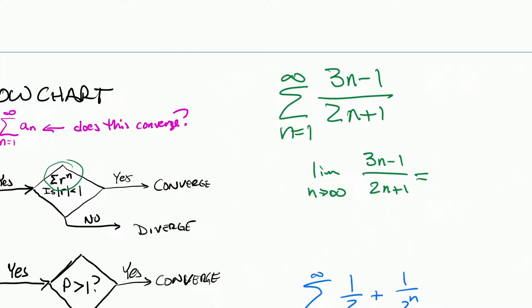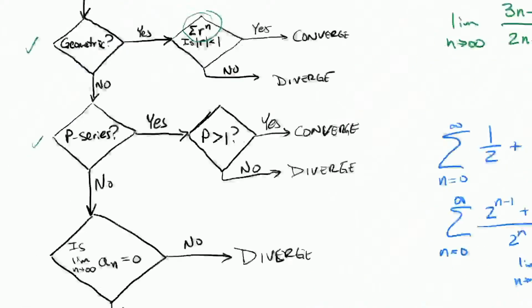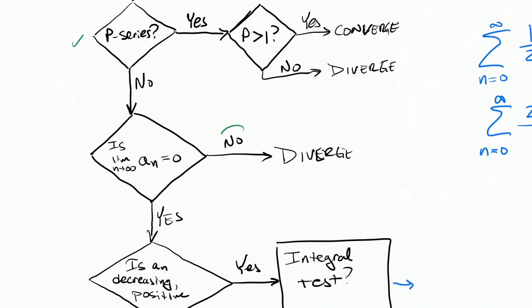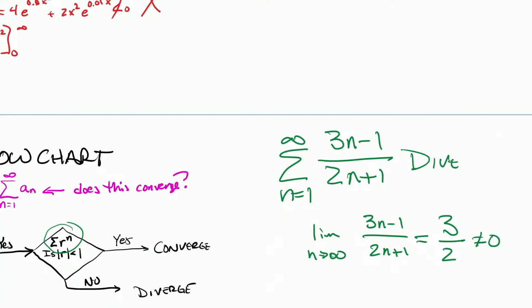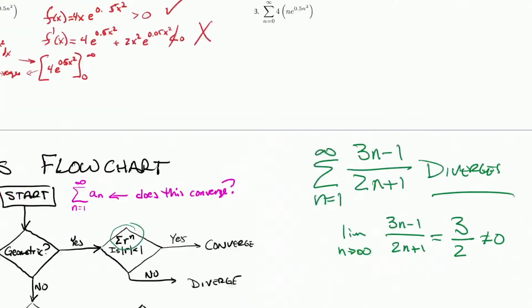It's like we feel like we're shifting gears. It's going to feel like that the rest of the semester. It's hard because we're going back and forth, but we have to do all these. This is 3/2. That is not 0. Well, what does that mean? Oh, wait, if it's not 0, then the thing diverges. Oh, well, then we're done. So this diverges.